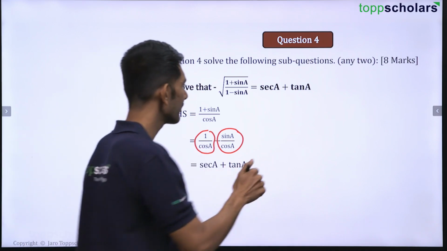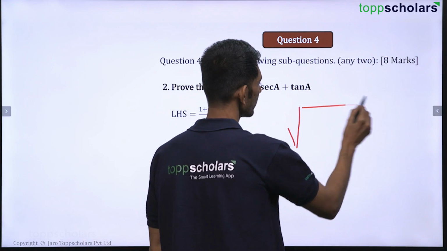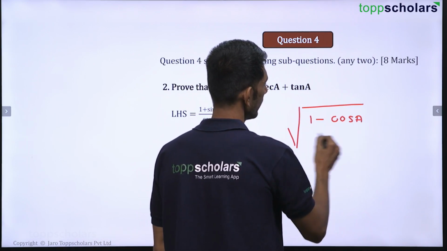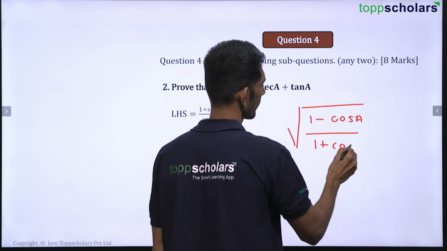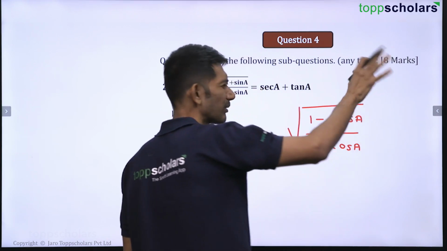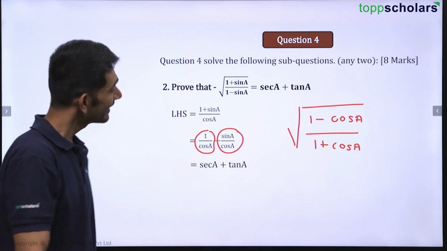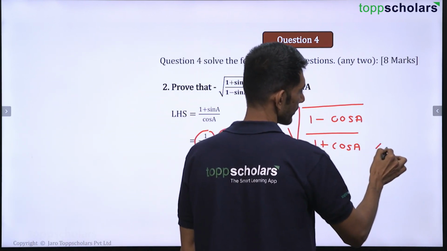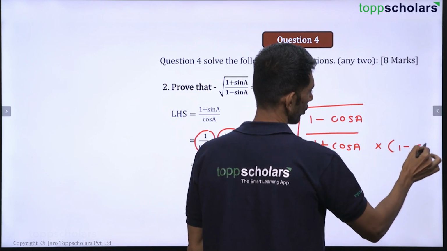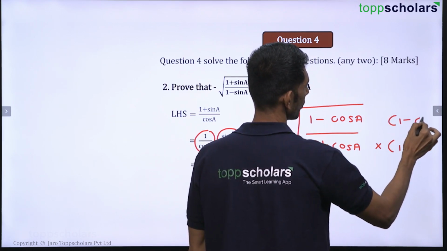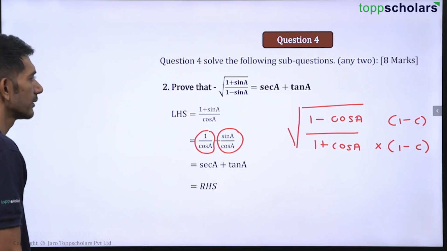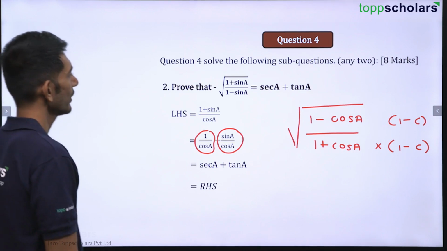Please make a note somewhere, children, whenever you have questions like this, even if you get 1 minus cos A by 1 plus cos A is equal to something to prove, in that case also you directly multiply the denominator by 1 minus cos A and the numerator by 1 minus cos A, and solve, correct? Yeah, so let's continue further.